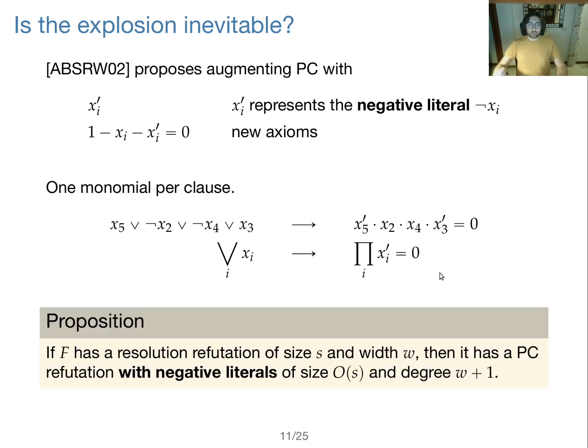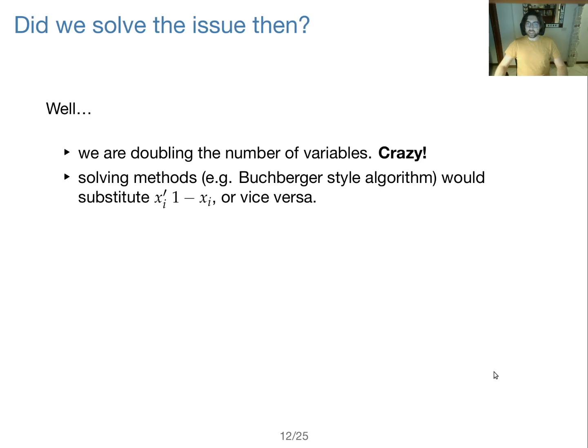And it turns out that using this new encoding, it is possible, for example, to express in polynomial calculus all the refutations in resolution. Anything that can be done in resolution within a certain size and width can be done in polynomial calculus using these variables for negative literals, more or less in the same size and degree. So did we solve the issue then? Well, there are several problems with this idea.